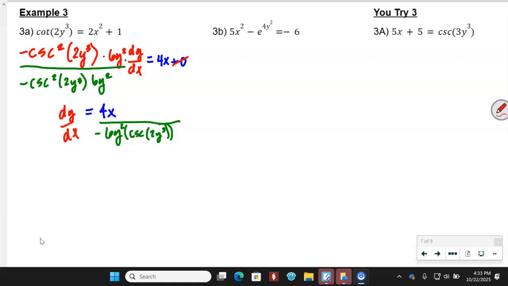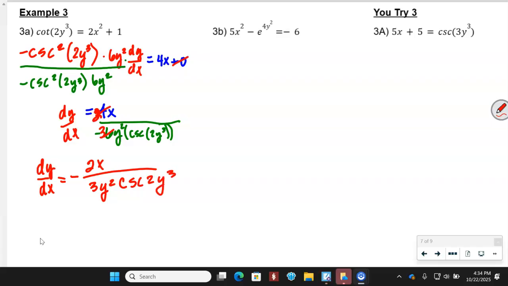Okay. So now, do you notice the 4 over the negative 6? Me too. So that means our actual answer, dy over dx, is going to be 4 over 6, which reduces to 2 over 3, right? So this whole term is going to be negative. So this is going to be 2x over 3y squared. Then we've got our cosecant of our 2y to the third, right? So this is our final answer. Whole term's negative, and remember, it reduces. So that's really the key.